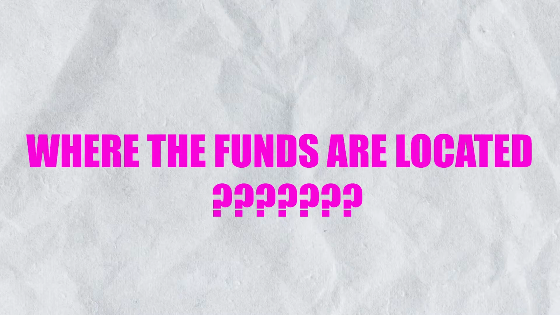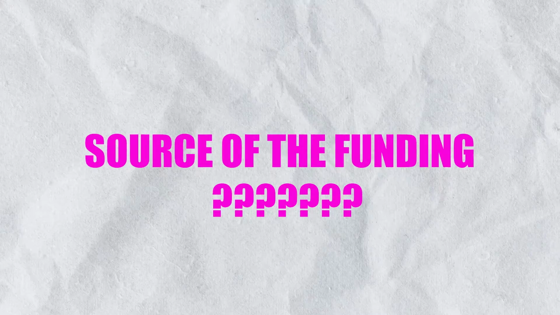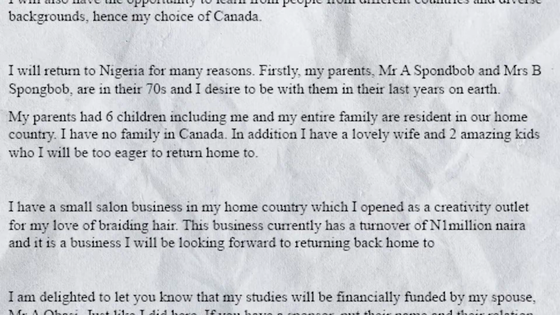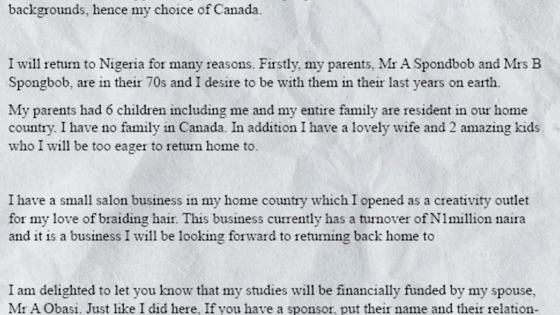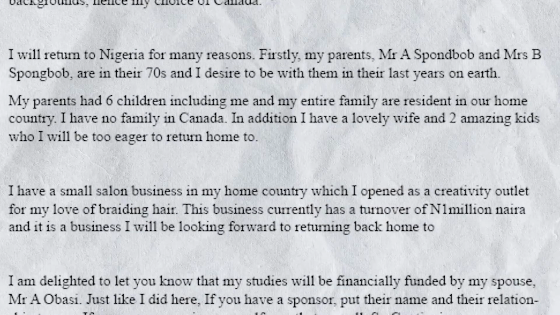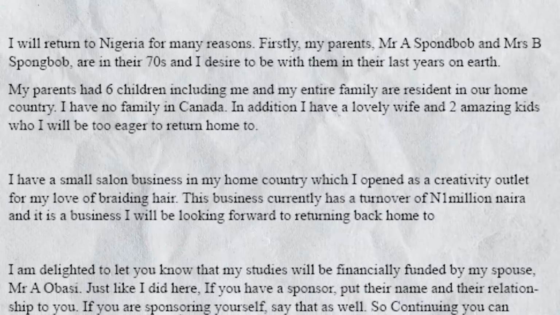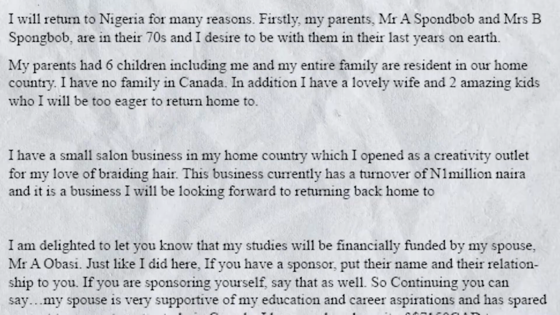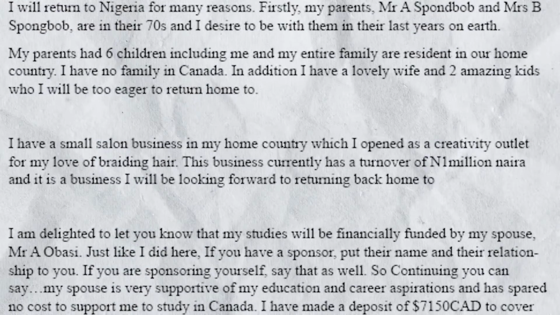In addition, you need to indicate where the funds are located, as well as the source of the funds. So if you want to write it, you can say something like this. I am delighted to let you know that my studies will be financially funded by my spouse, Mr. A. Obasi. Just like I did here, if you have a sponsor, put their names and their relationship to you in your SOP. If you're sponsoring yourself, say that as well.